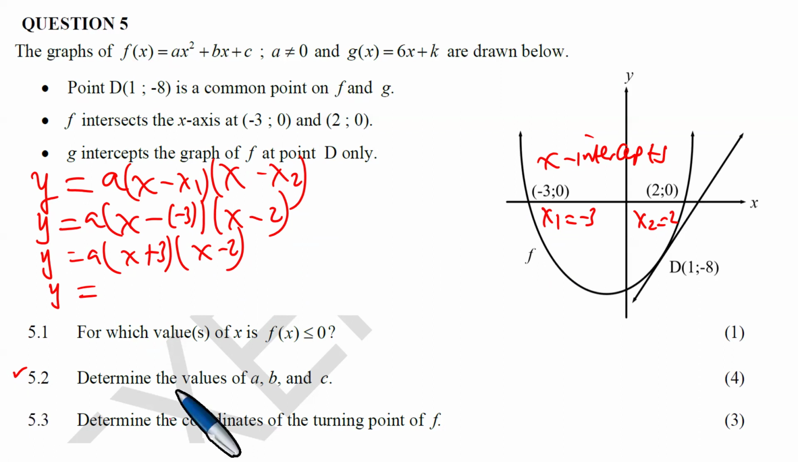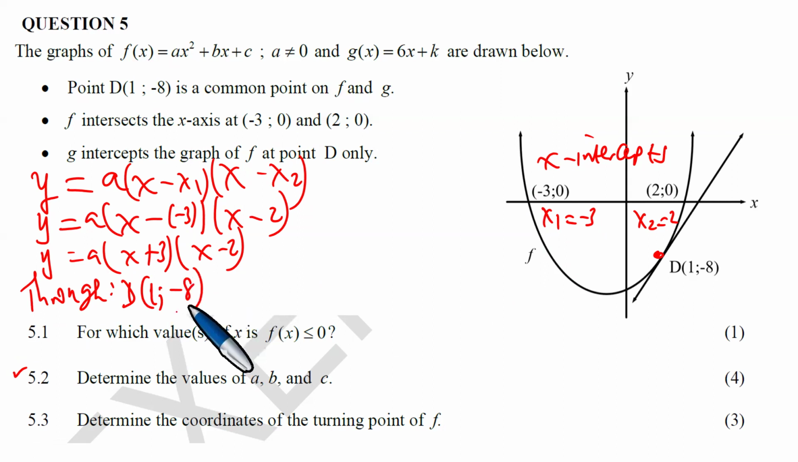And then now we need to realize it's not enough, because we need to find the value of a. So the value of a has not been found. We must realize, therefore, that this graph actually passes through the point D. We need another point, an extra point, because we used the x-intercepts, but we must now use the point D with the coordinates (1, -8), which means you have x and y.